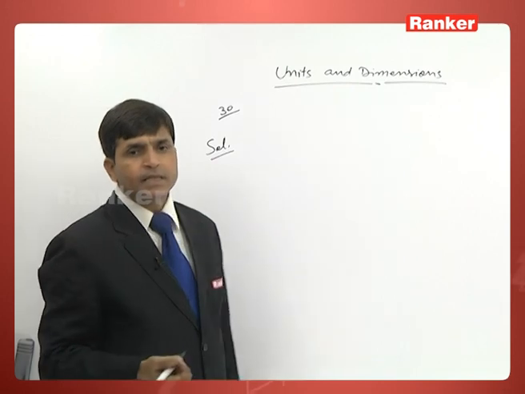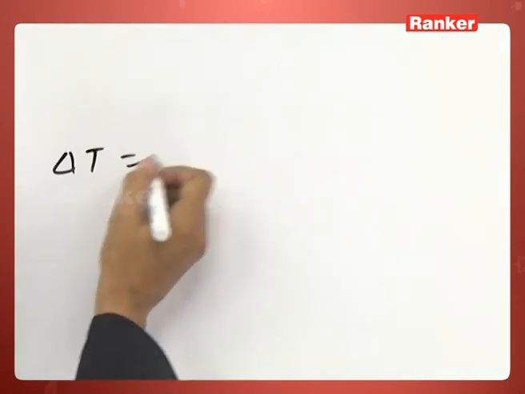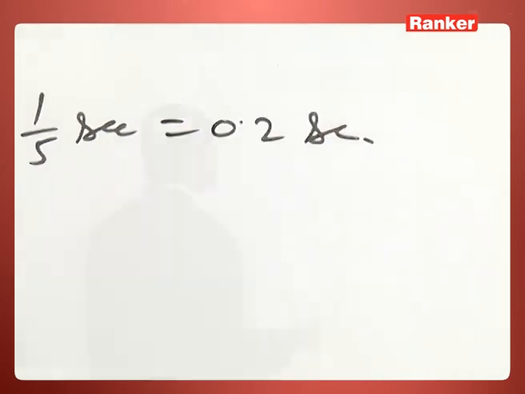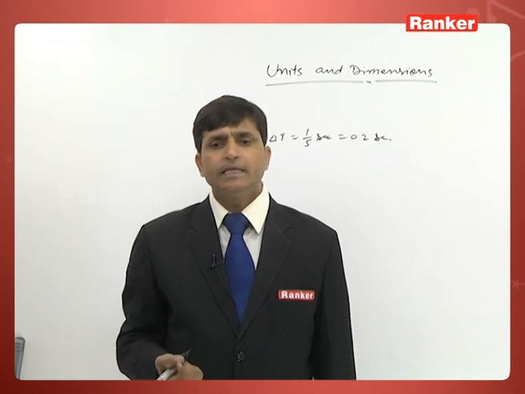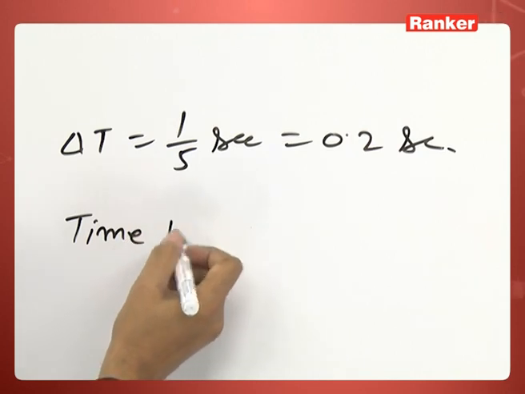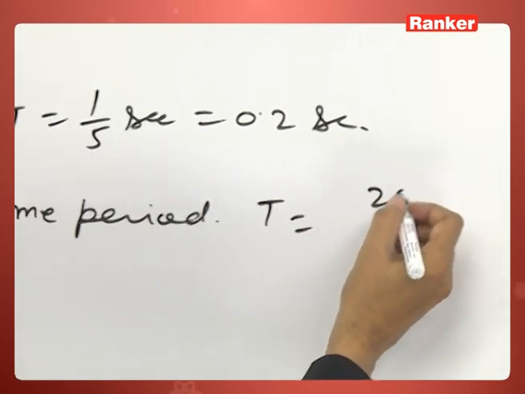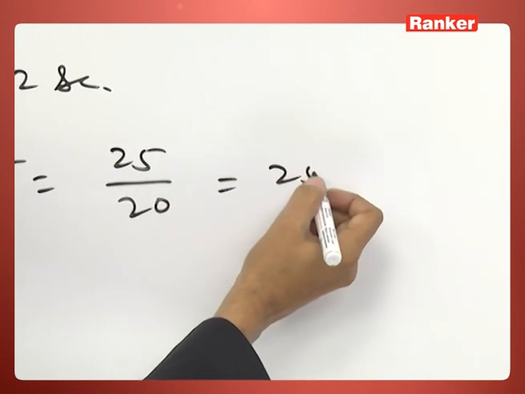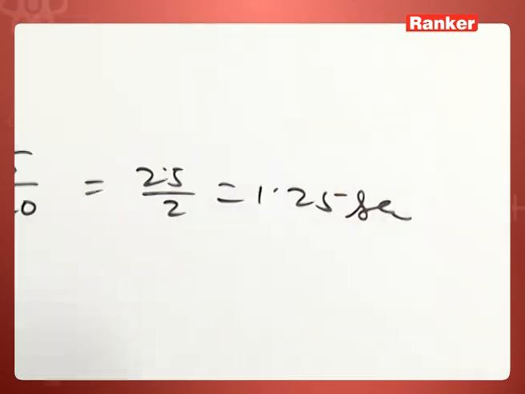As it is given, the least count of a stopwatch, the maximum error that can occur, is 1 by 5 second or 0.2 second, and it is given that 20 oscillations occur in 25 seconds. So, time period T is 20 oscillations in 25 seconds. So, 25 by 20, that is 1.25 seconds. This is the time period.